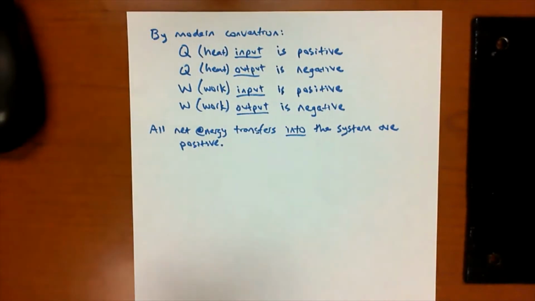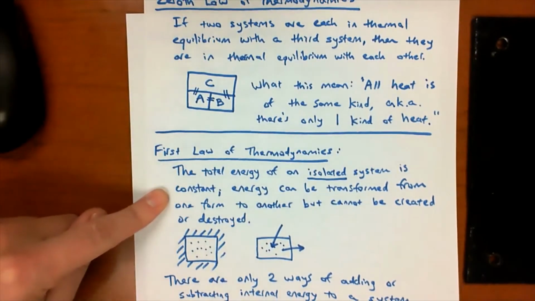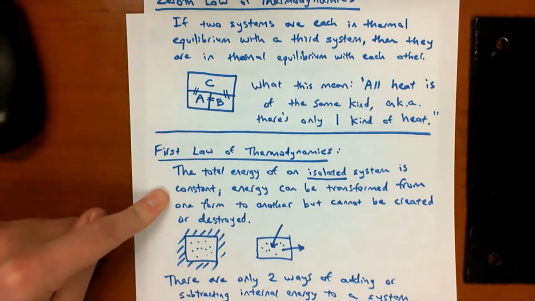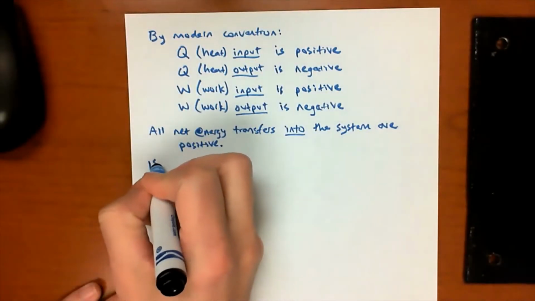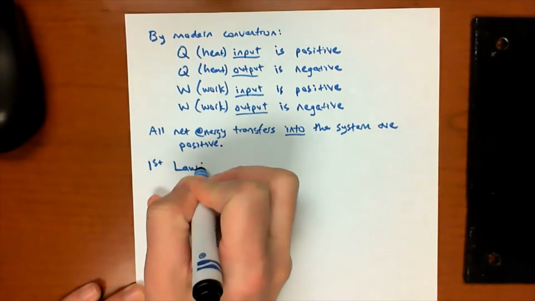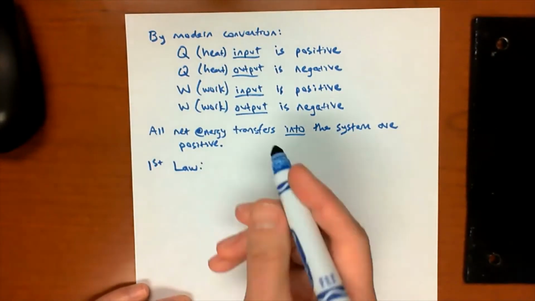Basically, we're going to rewrite this. The total energy of an isolated system is constant. Energy can be transformed from one form to another, but cannot be created or destroyed. We're going to write that in a simple mathematical equation, which is probably even more useful to us than the words description.